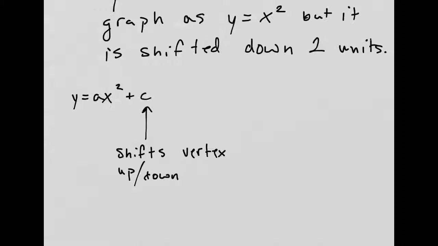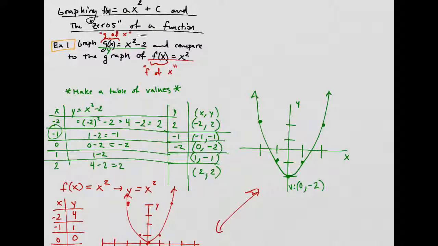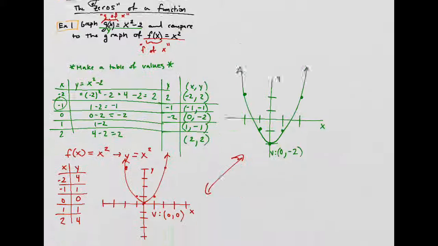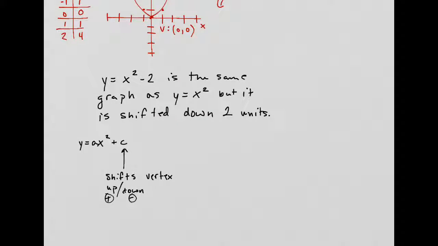So let me write that in a little note. The c value shifts the vertex up or down. If it's positive, that means you shift up. If it's negative, like minus here, that means you shift down. And that's what happened here. We had the minus 2, so we went down. The vertex went down 2 units. Does that make sense? Yeah, it makes sense. We can move on. Okay, I'll be done with this one and move on to part 2.